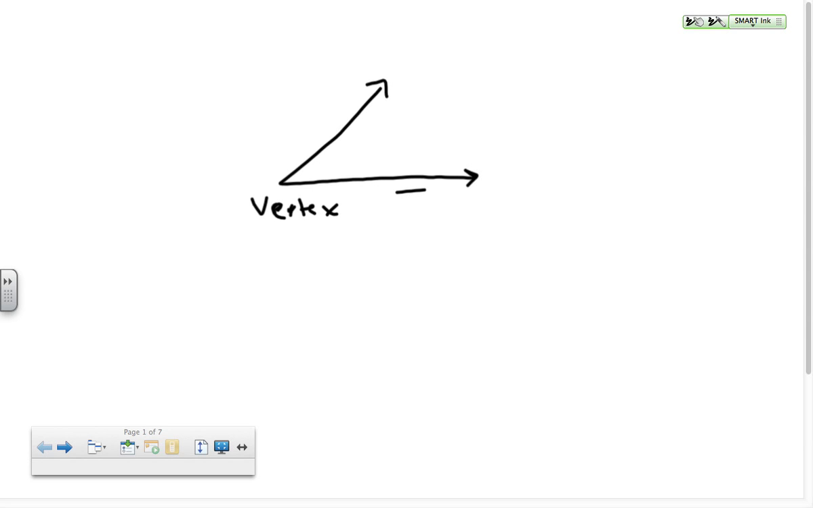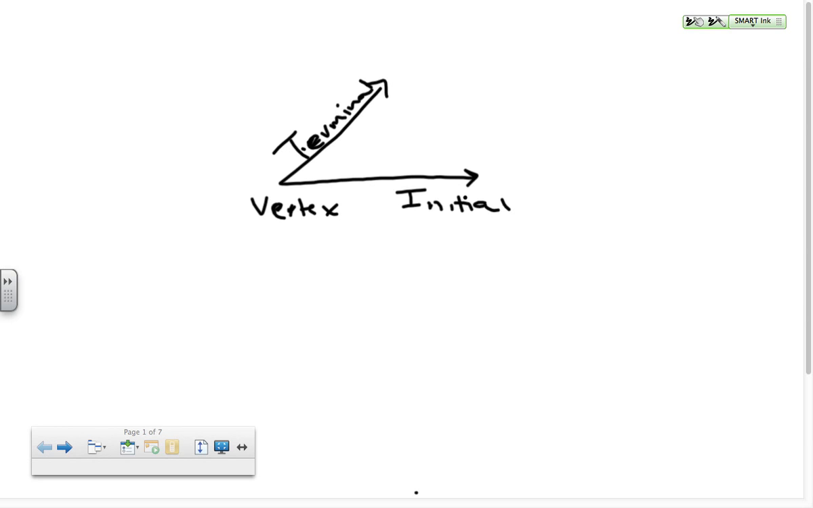This is called my initial, and then we have an ending point. This is called my terminal. And I'm going to use these words a lot today: initial, vertex, and terminal. Probably not vertex so much, okay?